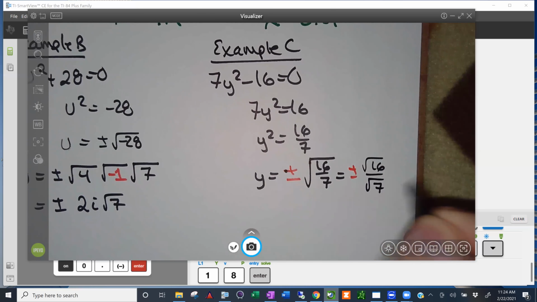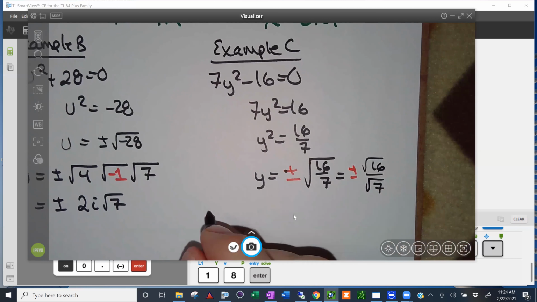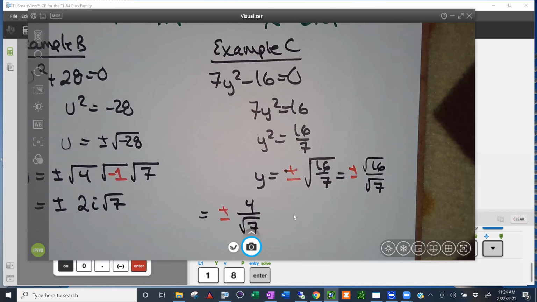Anyone suggest a reason I did that? 16. Yeah, 16 is a nice perfect square. So that becomes plus or minus 4 over the square root of 7. And I'd be happy to tell you that we're done. But unfortunately, we're not. We have to keep going with that.